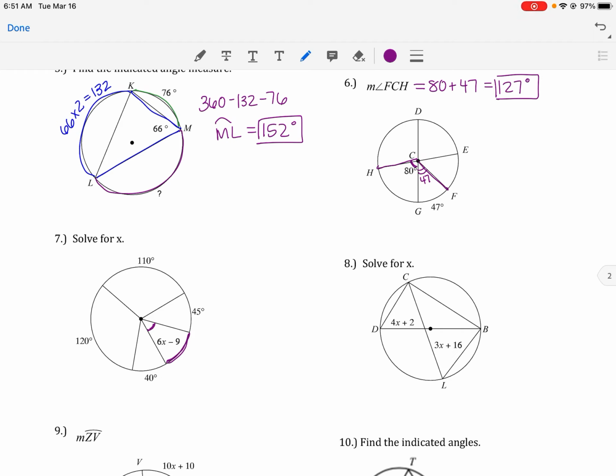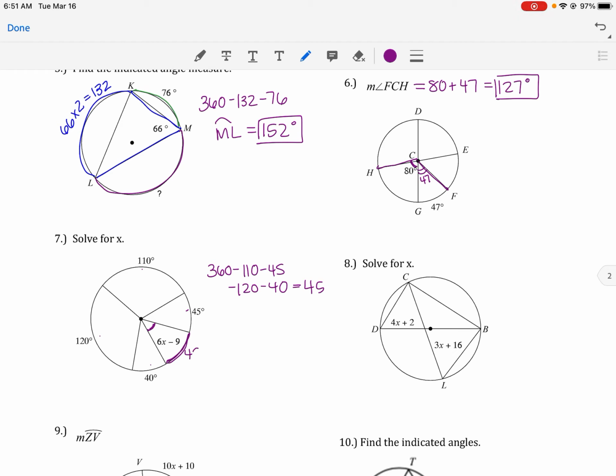We know all the rest of the arcs, right? We got 45, 110, 120, 40. So to find this missing one, we could subtract all the rest of these from 360, which is the total of all the arcs or central angles in a circle. So we get that this angle is 45.